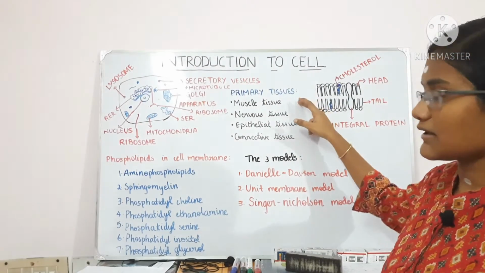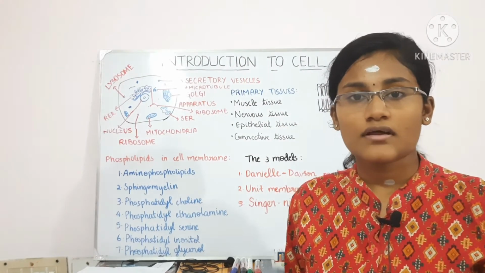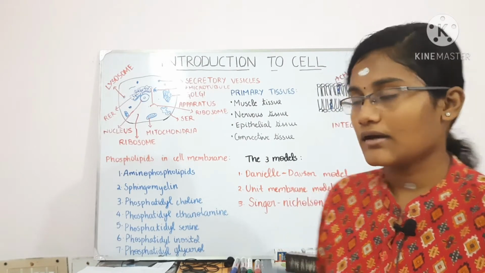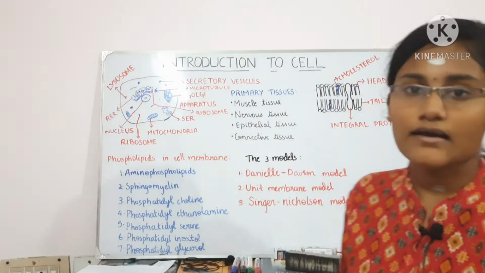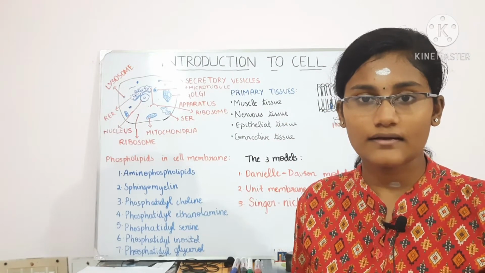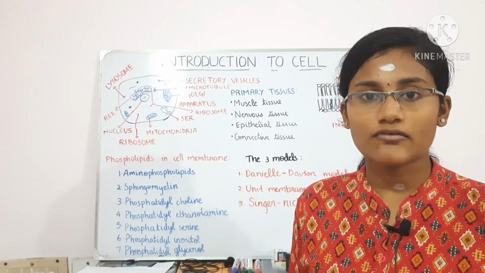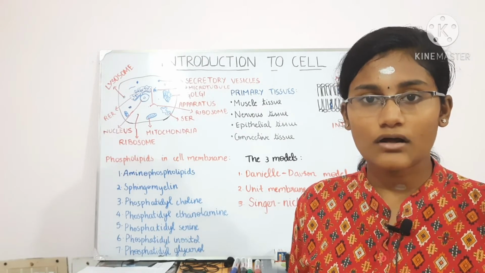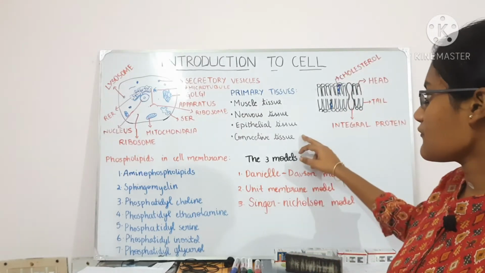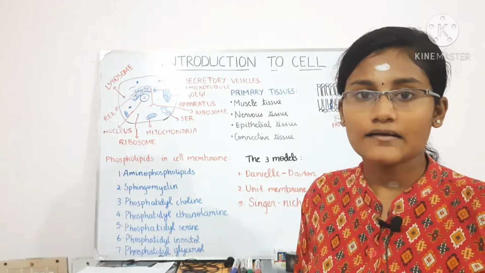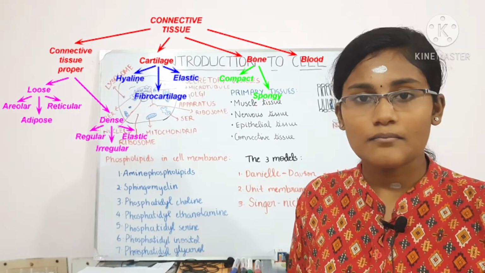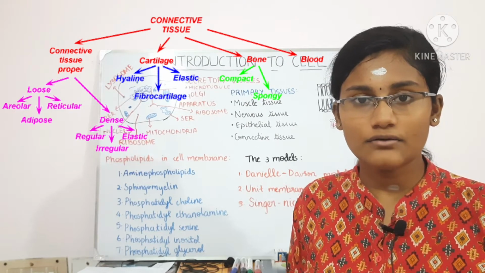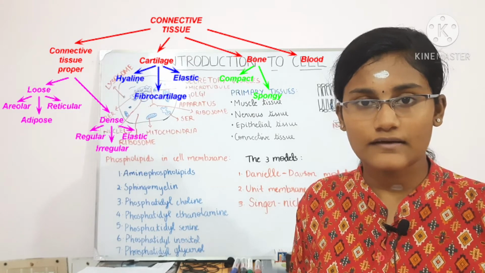Okay, examples for the muscular tissue include the skeletal muscles, cardiac muscles, and the smooth muscles. Okay, and the example for the nervous tissue includes the neurons and the supporting cells. The examples for the epithelial tissue include the squamous epithelium, cuboidal epithelium, and columnar epithelium. And the examples for the connective tissue include the connective tissue proper, and then the blood, cartilage, and bone. Okay, so the connective tissue proper is divided into dense connective tissue and loose connective tissue.